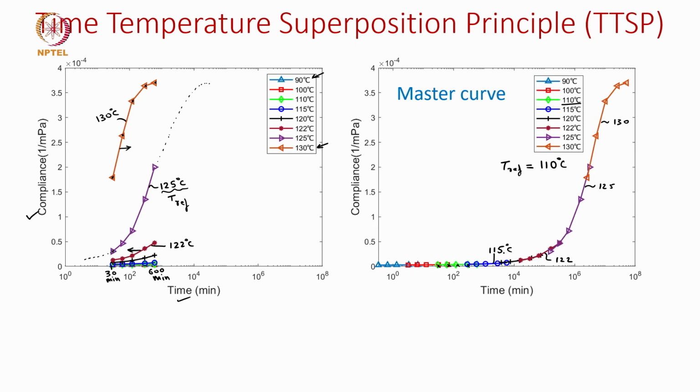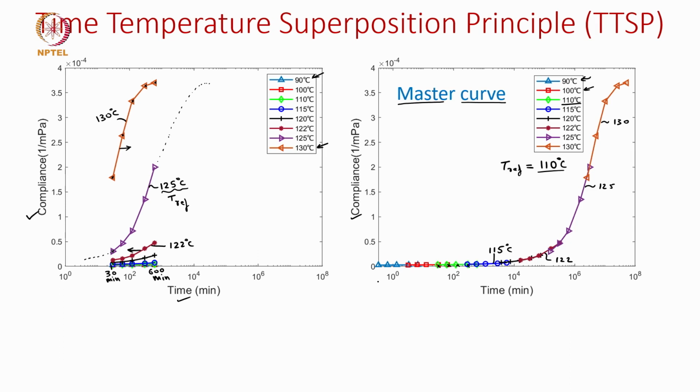All these 4 curves we shifted to the right such that there is a continuous curve we can see, and the other curves which are at 90 degree centigrade and the 100 degree centigrade curves we shifted to the left of this 110 reference curve. So, what we see is a continuous curve which we now call the master curve, meaning this curve gives how the compliance of this particular material varies at 110 degrees centigrade. Now, let us see what this signifies.